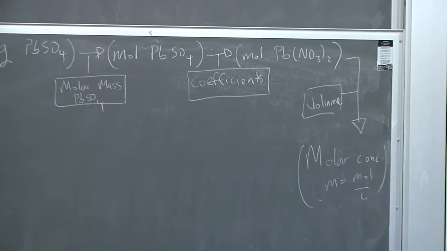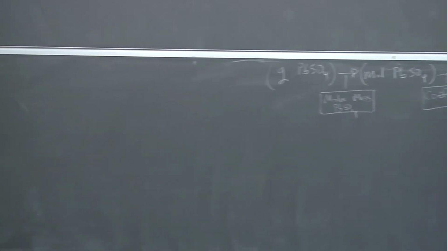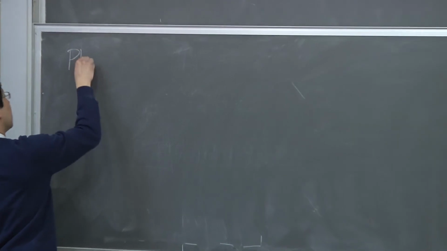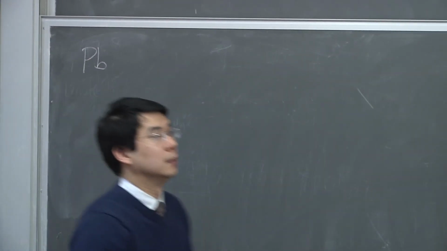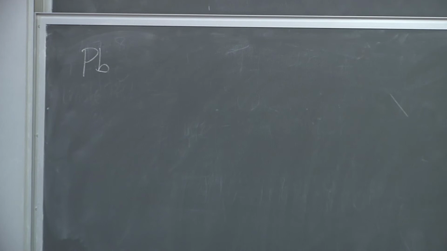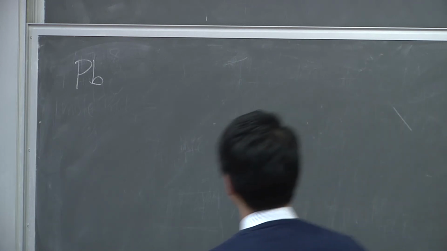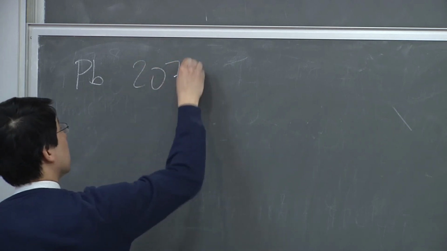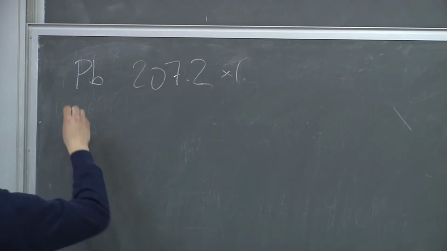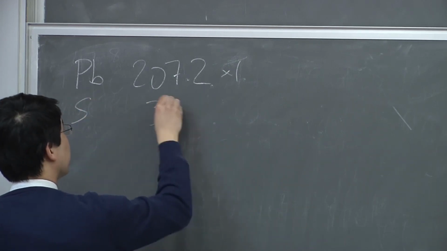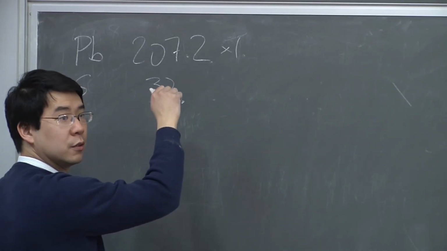Okay, so the first thing we need is the molar mass of PbSO4. Pb has an atomic weight of, let's look that up. It's kind of big, right? It's 207.2. Yep, so that's 207.2 times 1. And S is going to be 32.06, or 32.07.